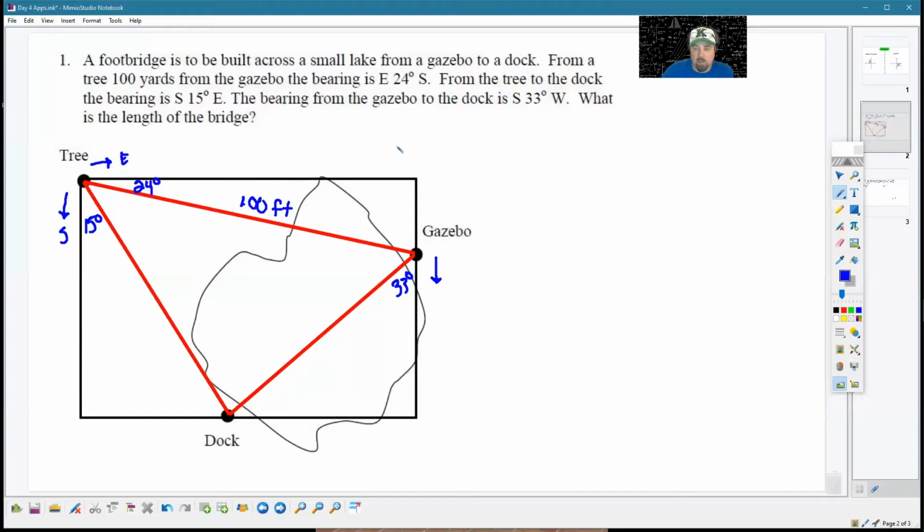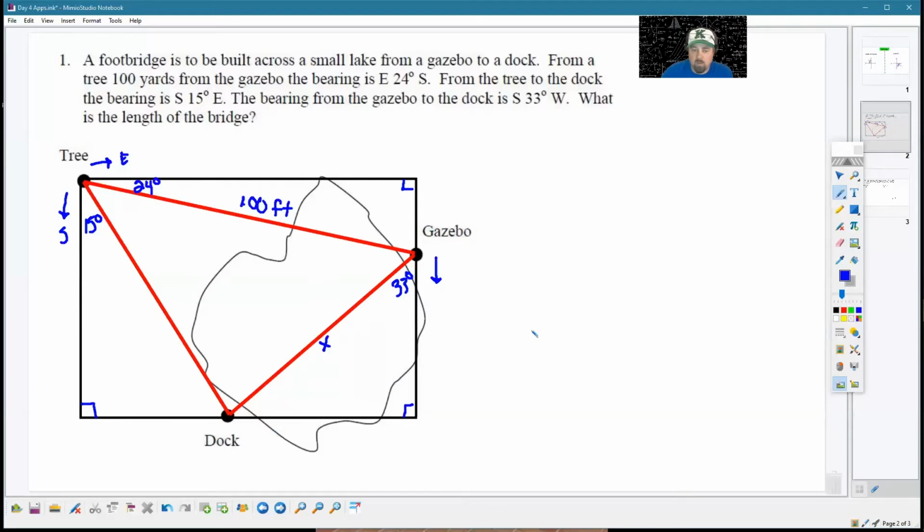By putting this in a rectangle here, we know that these are all 90 degrees because we drew them and that's what we want them to be. It allows me to find all of the angles in this thing. Because what makes this a little bit tough, because what is the length of the bridge? The bridge is right here. This is what we want to solve for.